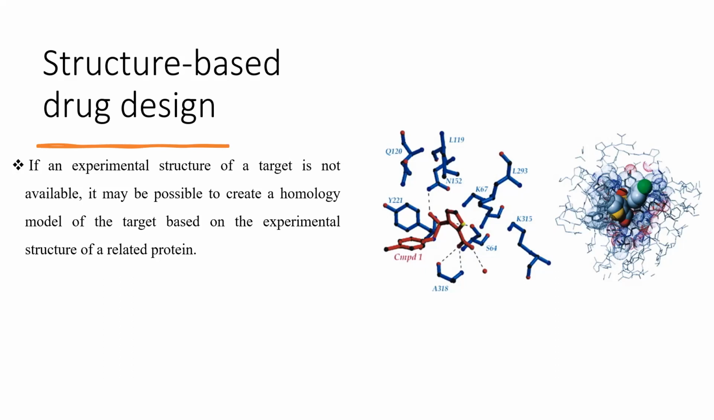What you do is you generate the structure through a method called homology modeling. Homology modeling is this: once you know the amino acid sequence of the protein, you will generate the structure of the protein and you can use it for your drug discovery.